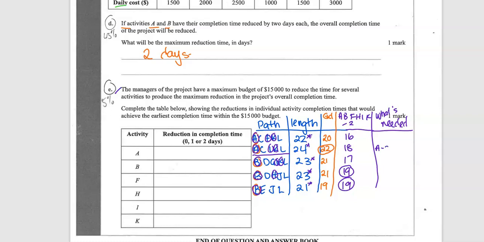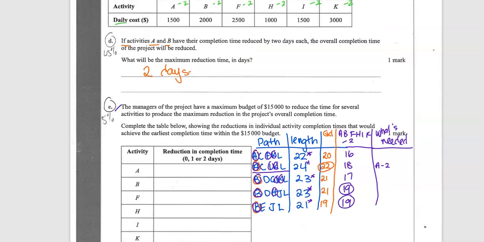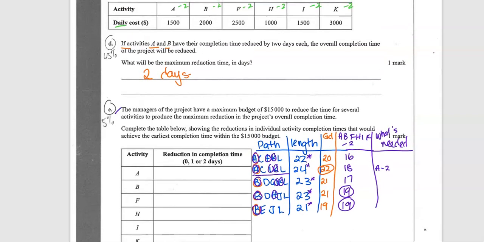So I'm going to use A by 2, and I can only use A by 2. And if I look up here, I is also circled and it is fairly cheap. So I'll do I by 2, and then I've got K. K was expensive, so I'm just going to do K by 1. Okay, so that would get this one down to 19.